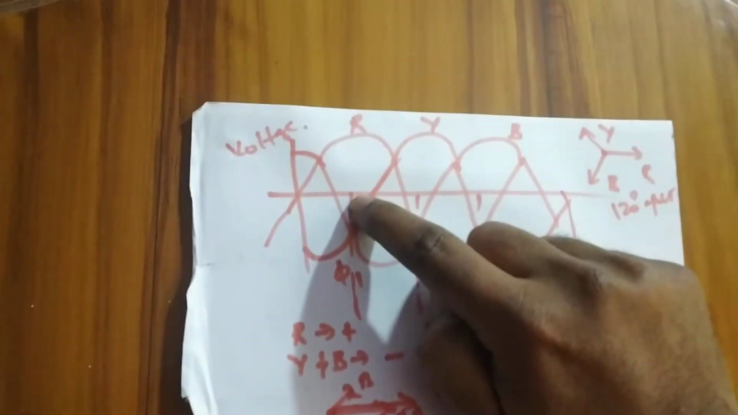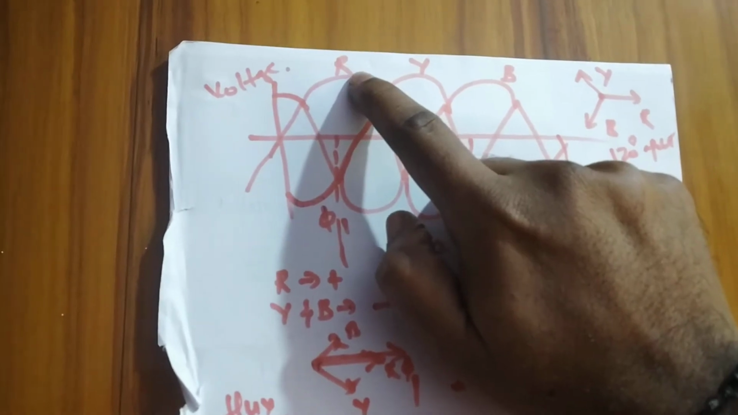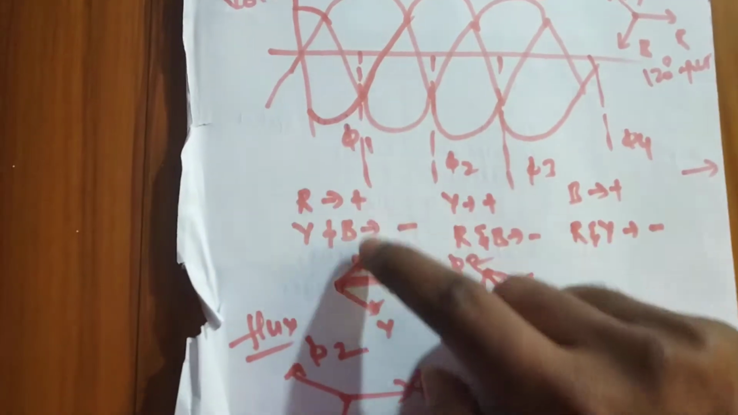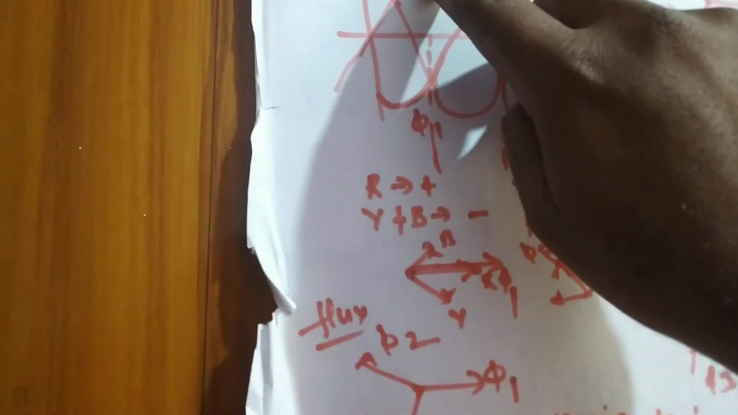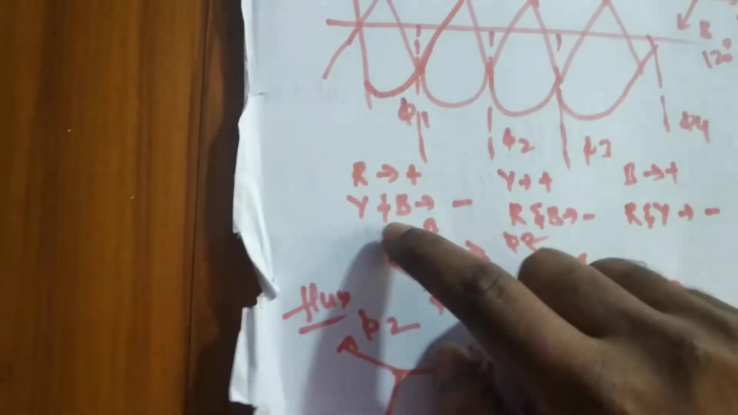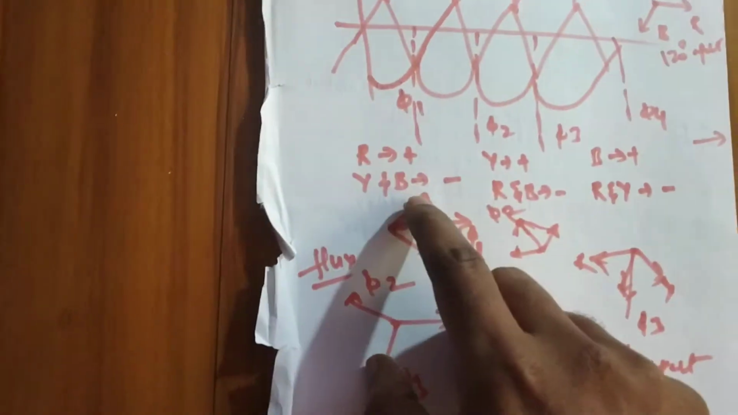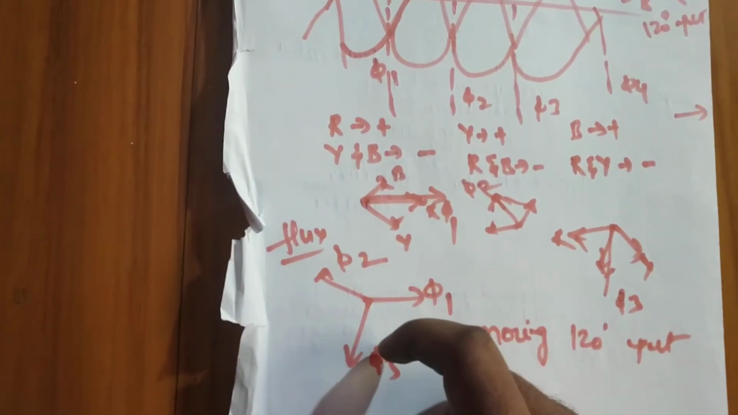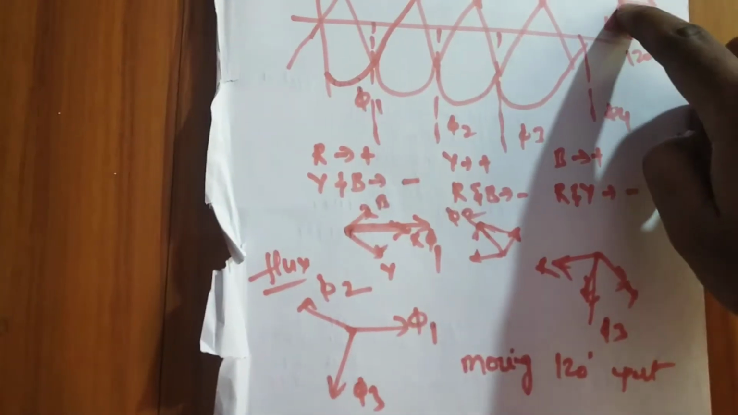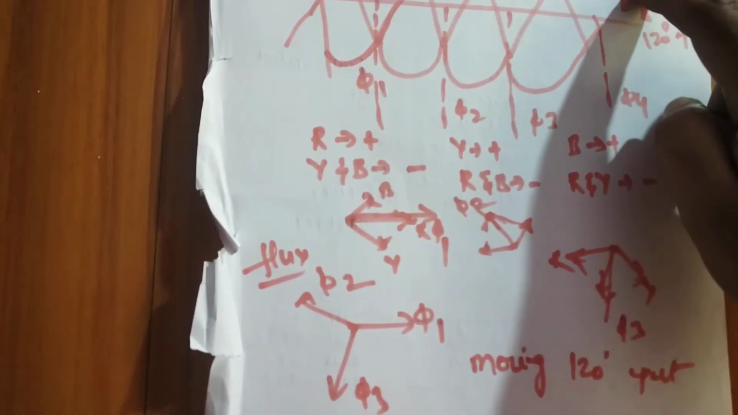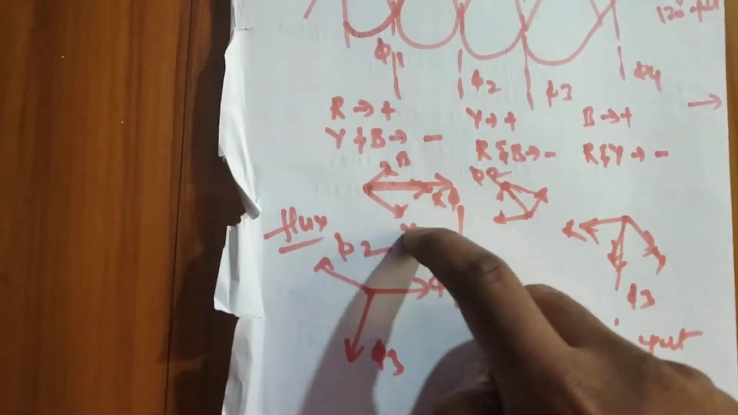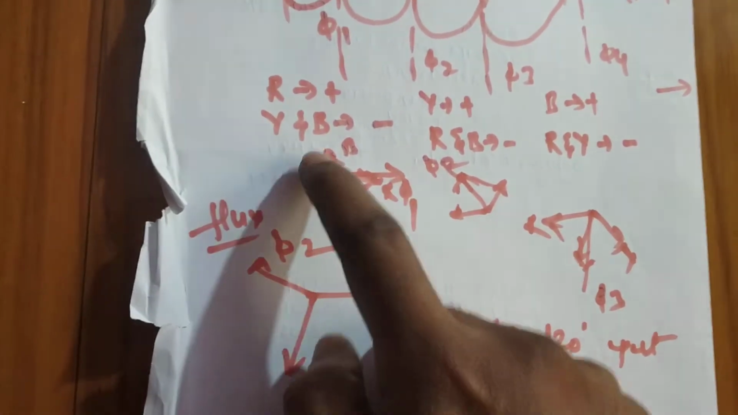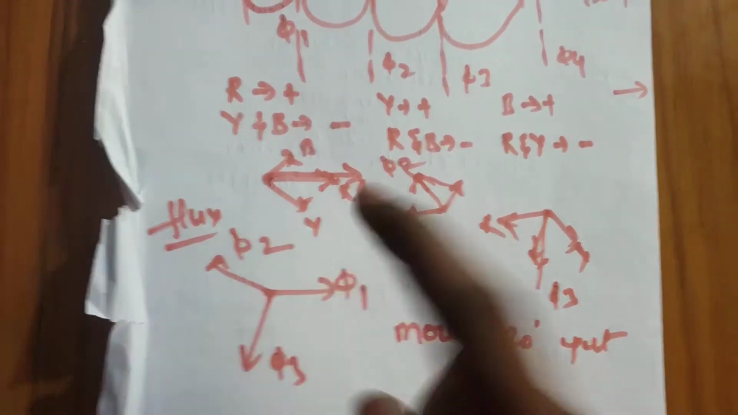At this position, you will see my R phase is positive, Y and B phases are negative. If R is positive, how will the flux be? Positive means R will be like this. Y and B are negative, negative means like this. If you get the resultant flux, the resultant flux will be in the phi1 direction.